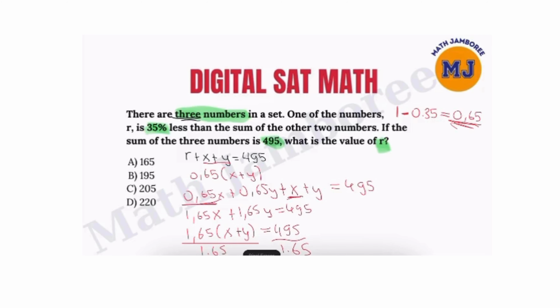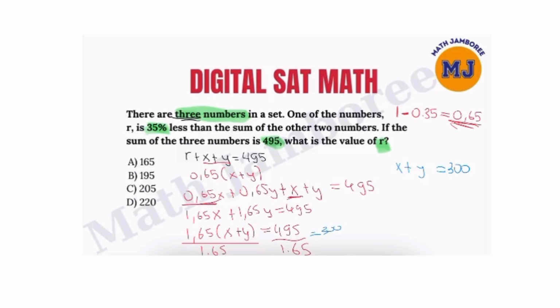Now, X plus Y, let me write this down in a different color. X plus Y, by the way, equals 300. So X plus Y equals 300. It's not finished yet.